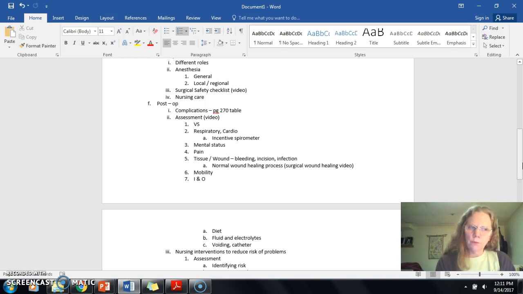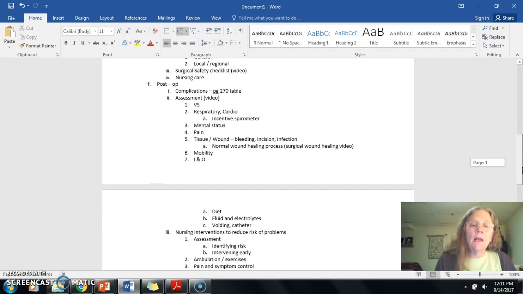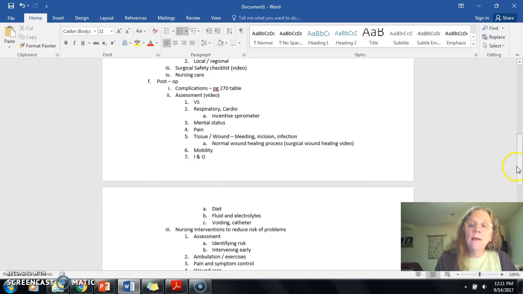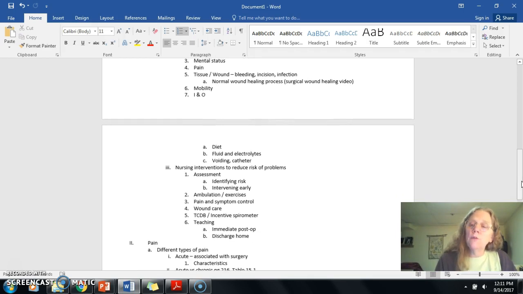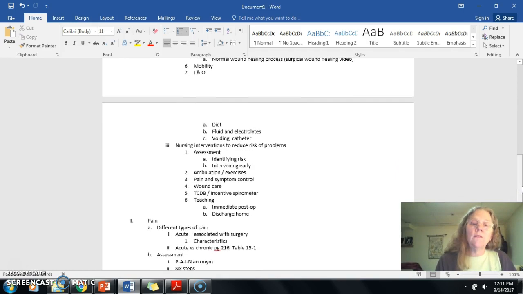It's really an important piece of equipment in the post-op period. You're going to be assessing the patient's mental status, their pain level, obviously their skin, and if there is a wound, that is also a huge part of your assessment. Assessing their ability to ambulate and move in the bed. Fluid and electrolytes is important, so assessing and keeping track of I&O. Their diet, and are they able to void? If not, what is the status of that catheter?